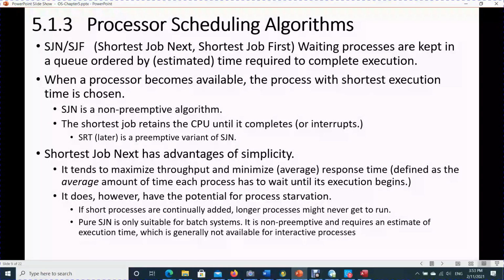It's only suitable for batch systems since it's non-preemptive, and it generally requires an estimate of execution time, and estimates of execution times would not be available for interactive processes.